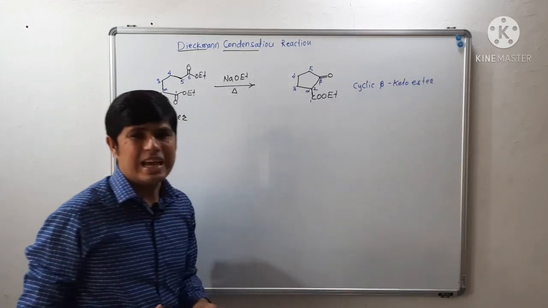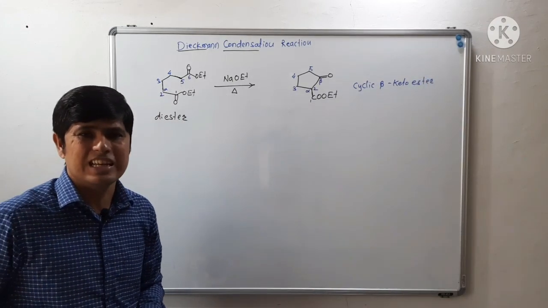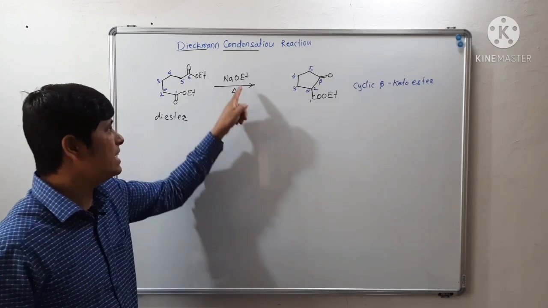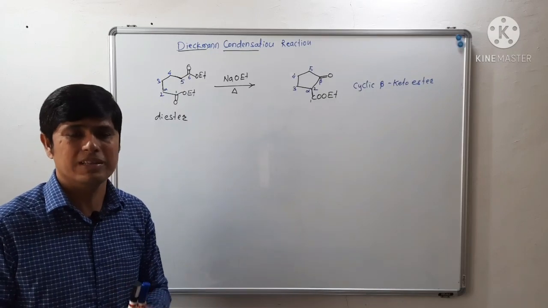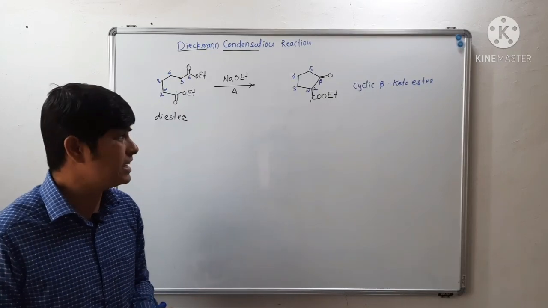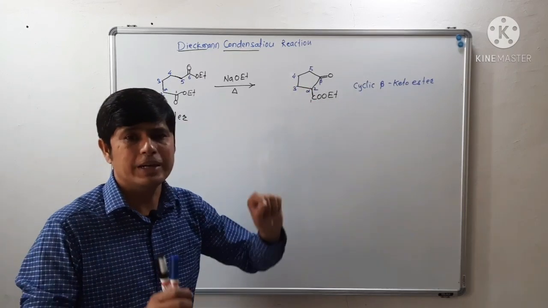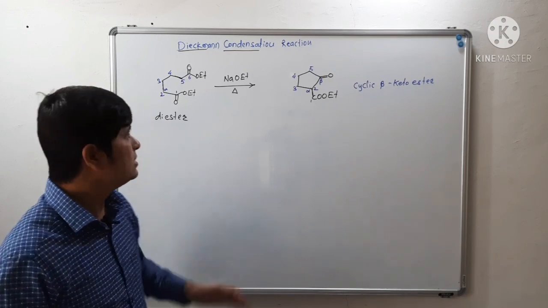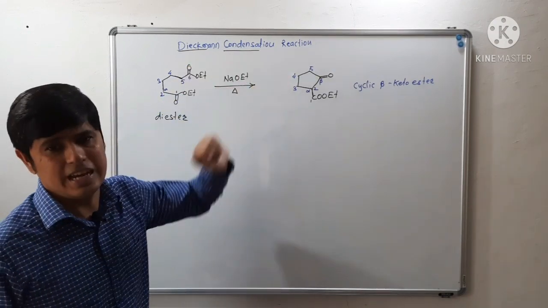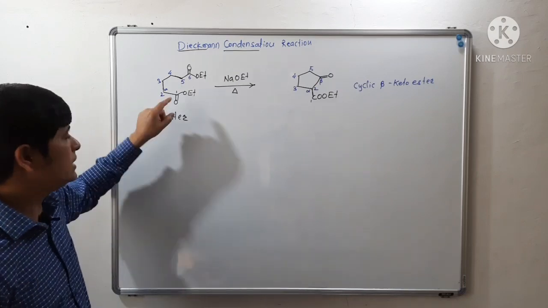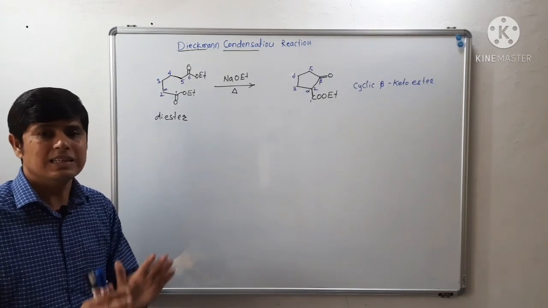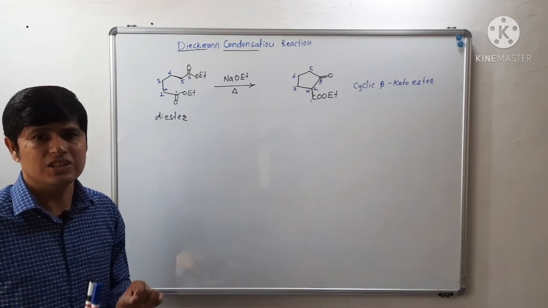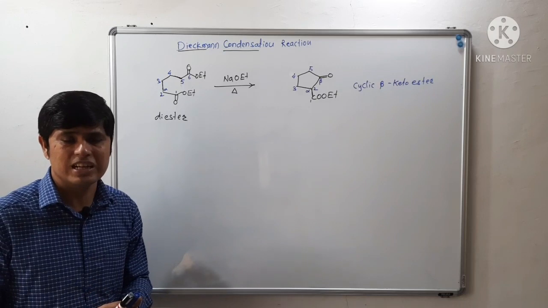So Dieckmann cyclization or Dieckmann condensation is a reaction of a diester molecule in the presence of a base like sodium ethoxide, or a strong base like sodium tertiary butoxide, to get a cyclic beta keto ester molecule. This is the Dieckmann condensation reaction. Actually, it is an intramolecular Claisen condensation reaction.